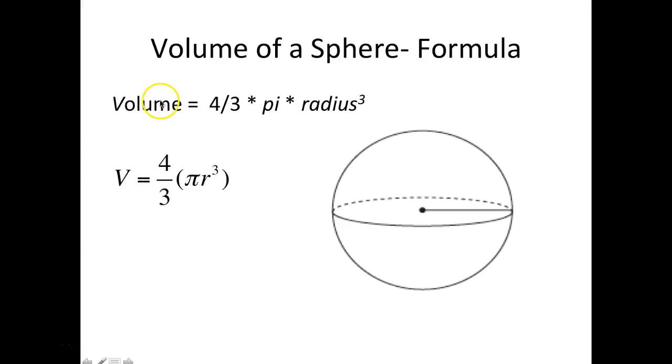So again, here is the formula written in words, and here I have it written with variables, where r is our radius, and we're getting that number from right here, whenever we know what the radius of our circle or of our sphere is.